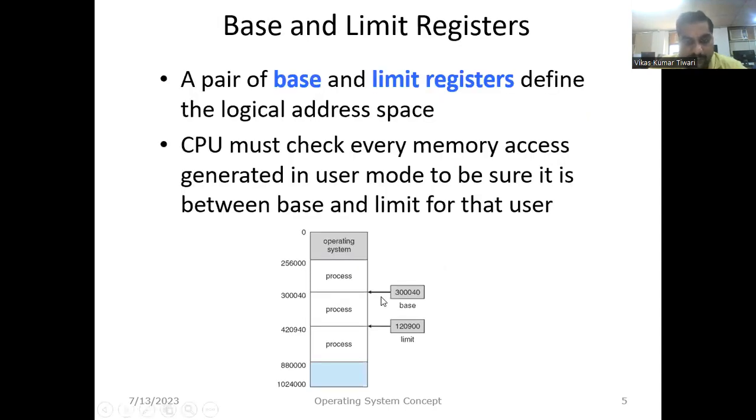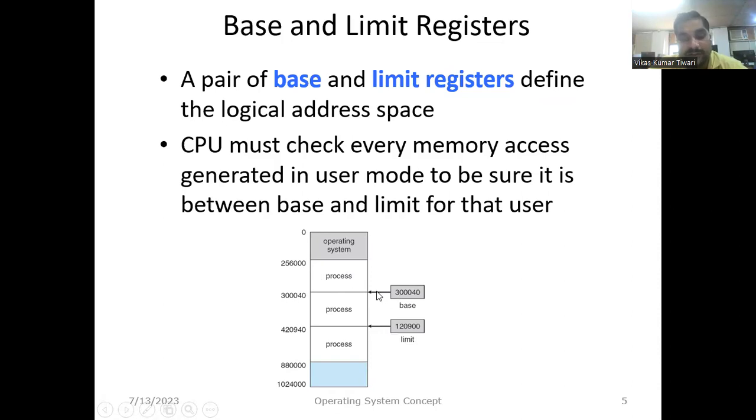If we have base address 30040 and the address is greater than or equal to this, it means it is a valid address. If the address is less than this, it means you are accessing another process's area. Got it? If the address is less than the base address, it means you are trying to access others' locations, so it will generate an error.